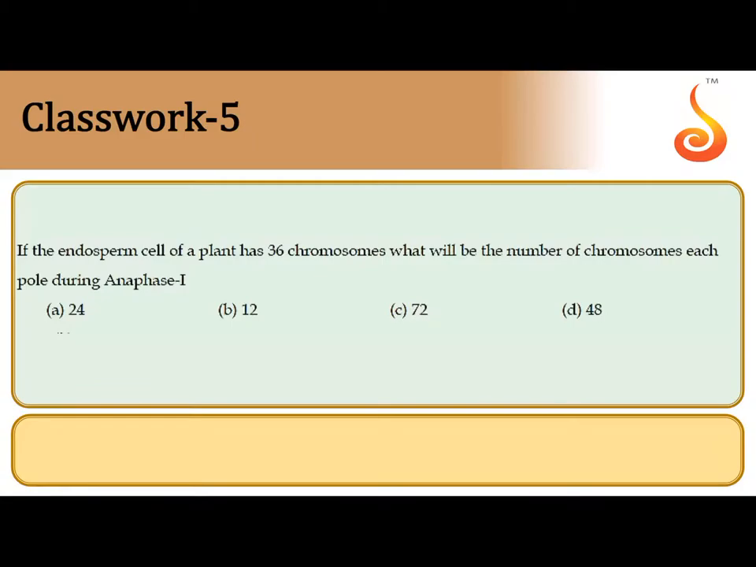If the endosperm cell of a plant has 36 chromosomes, first we should say what is the number of chromosomes in each pole during anaphase. Now please remember they have said anaphase 1, so they are talking about meiosis 1. Now first of all, endosperm is 3 sets. So if 3 sets is equal to 36, let us take the diploid set, which is equal to 24.